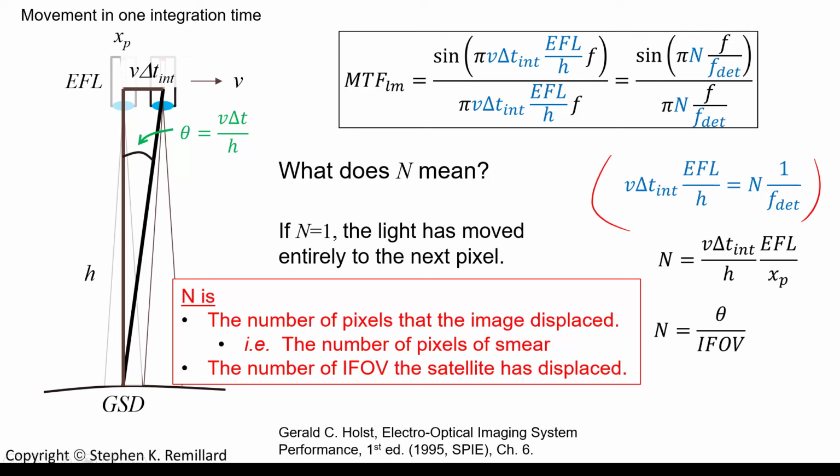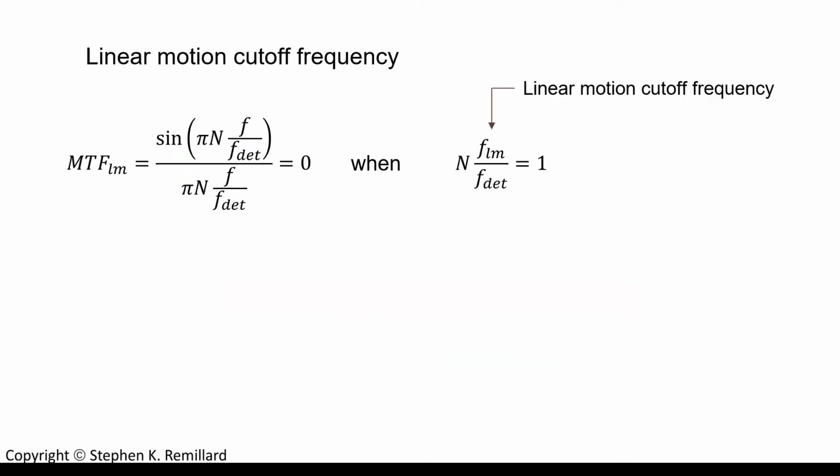So if the contribution of linear motion to the MTF is a sinc function, it's straightforward then to figure out a cutoff frequency for linear motion. Set that MTF to 0 and find the spatial frequency where MTF equals 0. That's the case when you're looking at sine of pi in the numerator, so n F over F detector has to be 1. If you're going to say that equals 1, then go ahead and rename the spatial frequency F sub Lm, the cutoff frequency for linear motion. Rearrange for it, and the cutoff frequency for linear motion is 1 divided by this n times the pixel size.